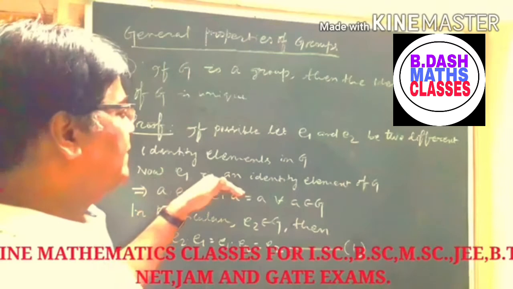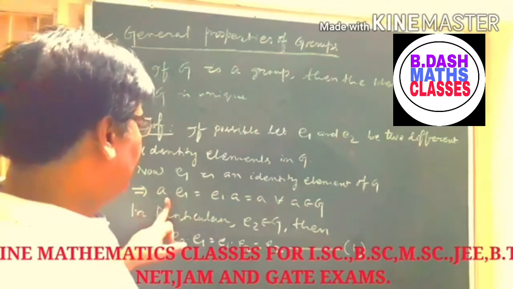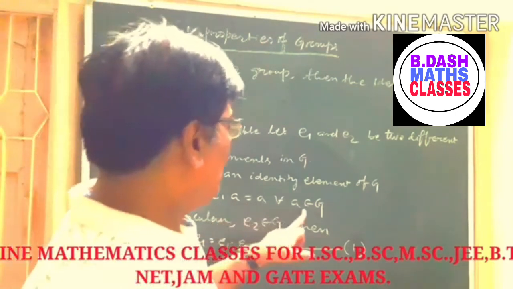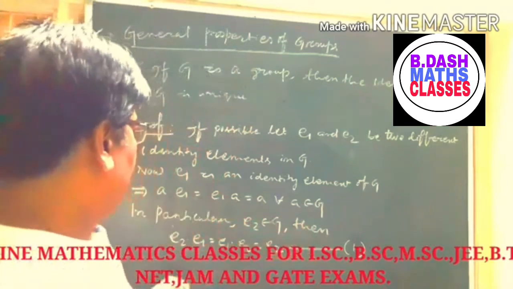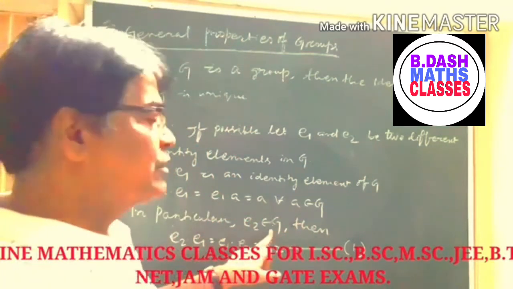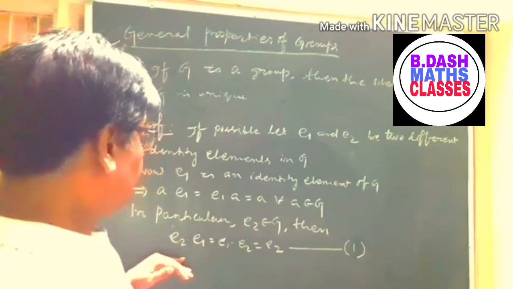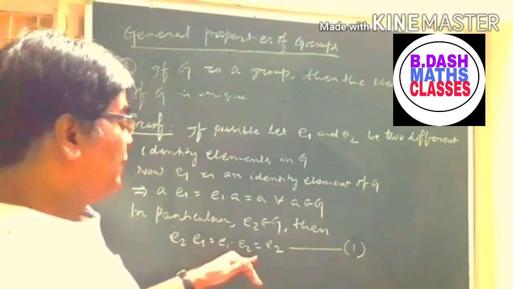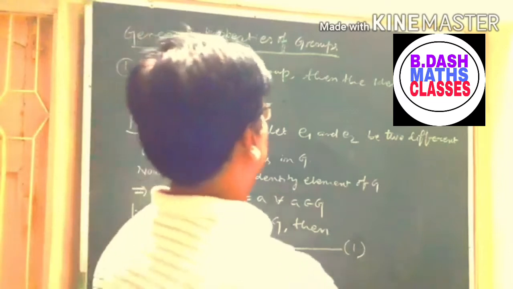Now, E1 is the identity element of G. This implies A into E1 is equal to E1 into A is equal to A for all A belongs to G. This is the property of identity element. In particular, E2 belongs to G. Let us take it as a general element. Then E2 into E1 is equal to E1 into E2 is equal to E2. That is equation 1.